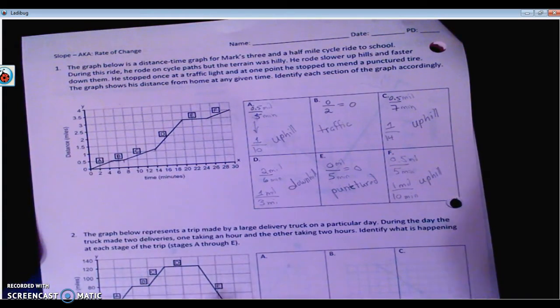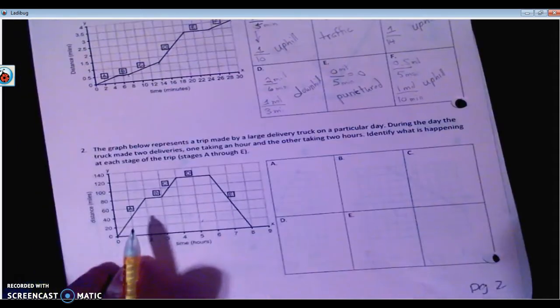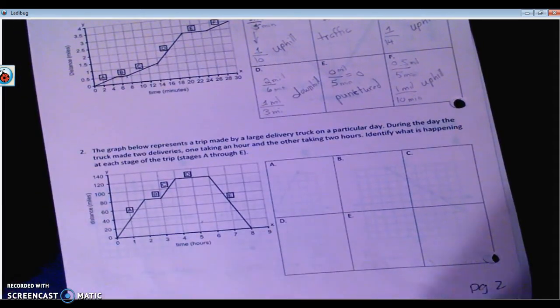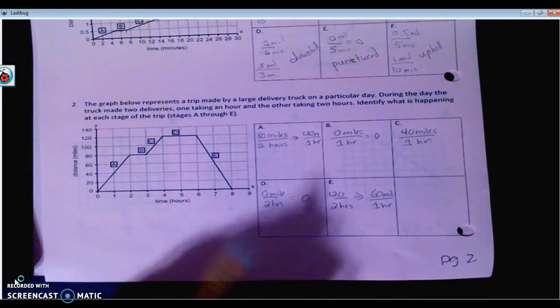Go ahead and pause the video at this time and see if you can interpret graph number 2, just like we did up above. Alright, let's see how you did.